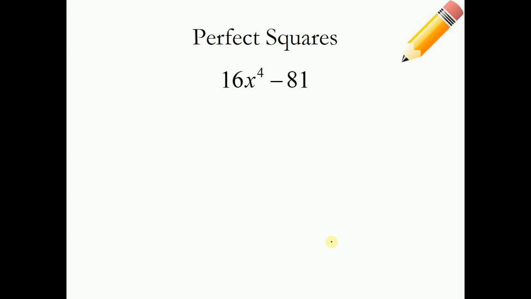Difference of perfect squares. Guys, we've talked about these before as well. First thing I'm going to ask, can I divide 16 and 81? Is there a number that they both share? Doesn't look like it. So, can't do a GCF. Well, technically 16x to the 4th would be 4x squared quantity squared, right? That would be that. And then this is technically 9 squared.